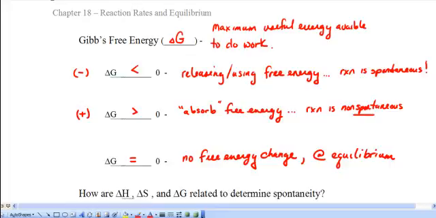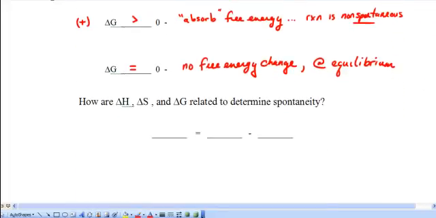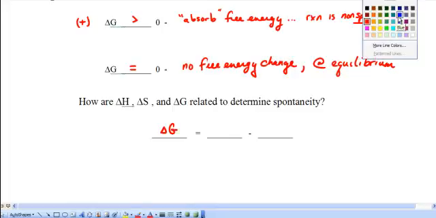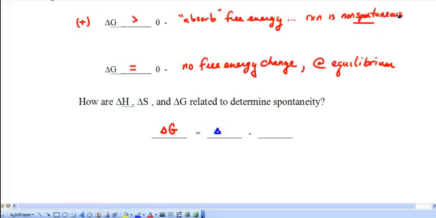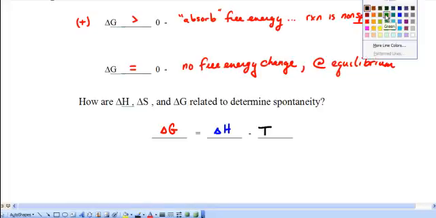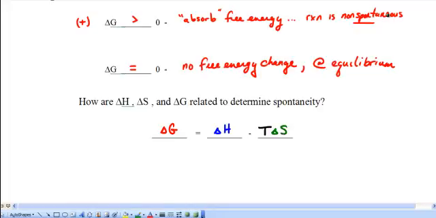Now, how are all three of these related to one another? As it turns out, delta G is going to equal delta H minus the absolute temperature T delta S. Delta G equals delta H minus T delta S. You're going to have that written on the back of your periodic table, and we'll be able to use it on tests and quizzes. But let's talk about what this in fact means in terms of spontaneity.